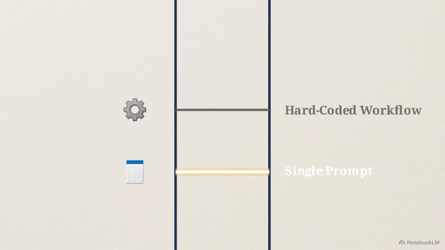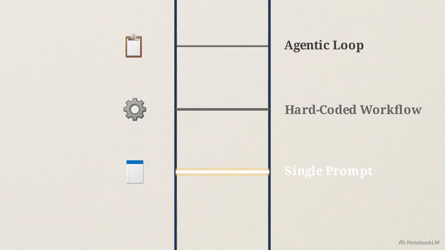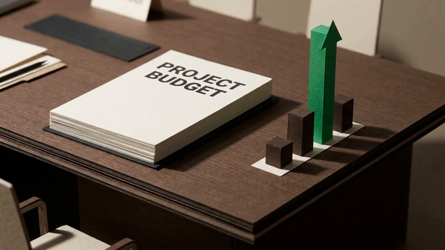Every system sits on this ladder. A single prompt is predictable and stable. A hard-coded workflow adds complexity but remains testable. The agentic loop offers the most power, but at the cost of predictability and control. In enterprise AI, architectural complexity represents an operational cost that must be justified by the results.